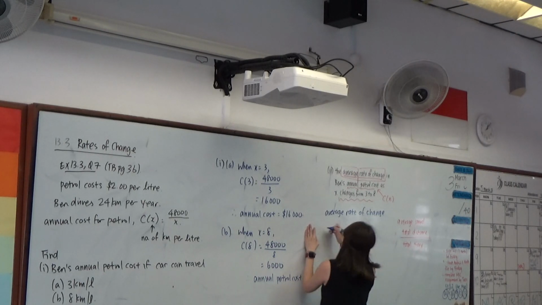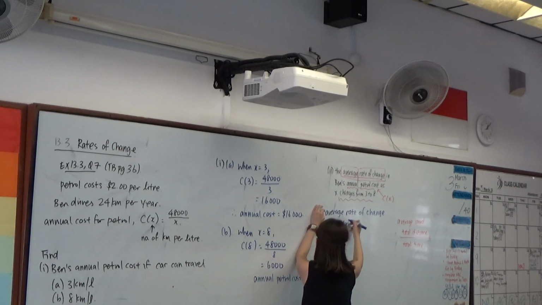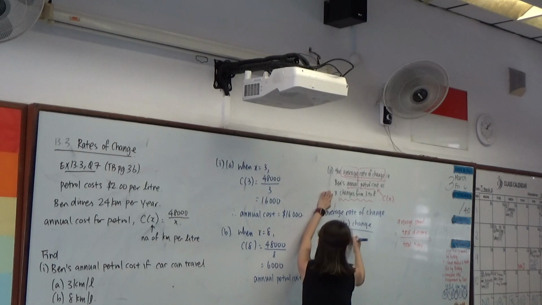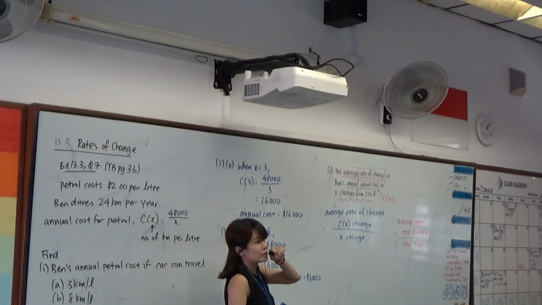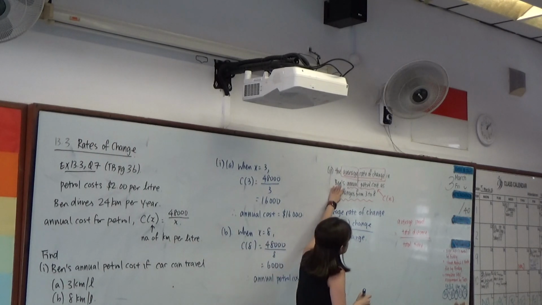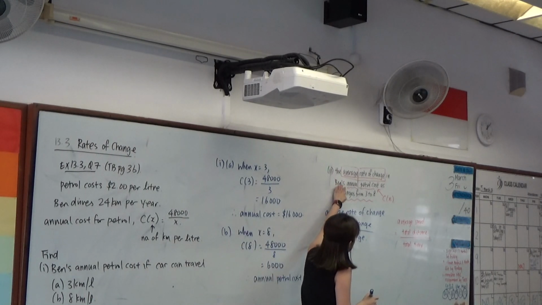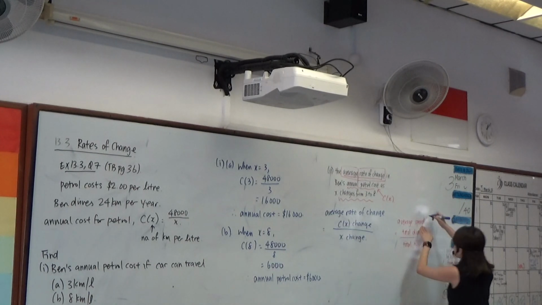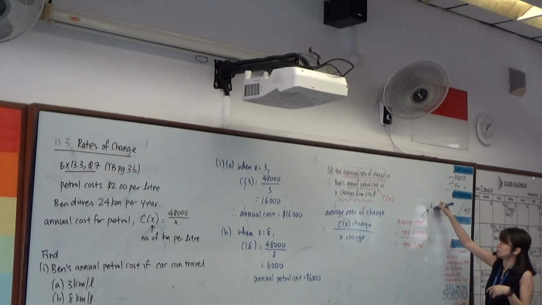So what we're trying to find is to see how our C(x) actually changes over our x change. Right? So that's what the question is actually trying to ask. Okay? So because the question phrased it in this manner, trying to find the change in the annual petrol cost over the x change. Okay? Because average speed itself is having the idea of distance over time.